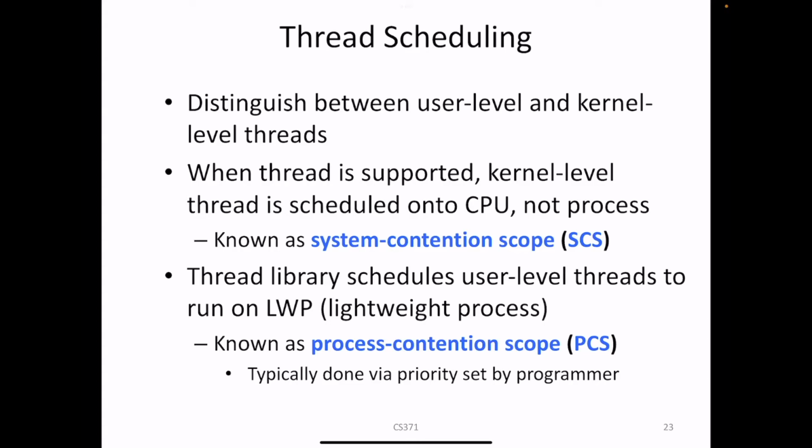Usually those user level threads within a single process can be scheduled with a priority scheduling algorithm, and the priority of each thread is assigned by the programmer who creates those threads.